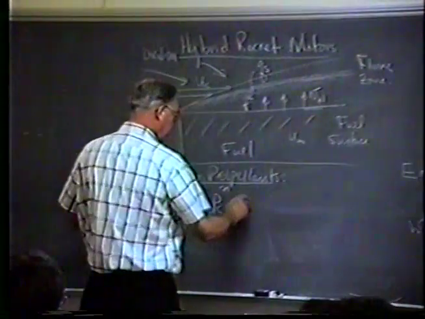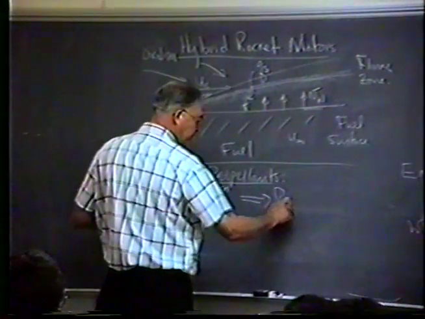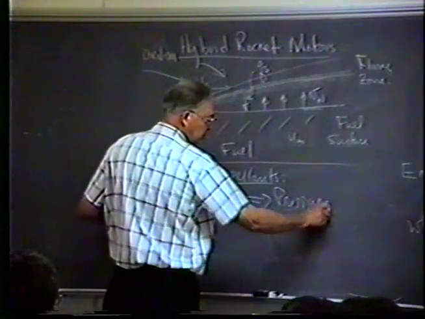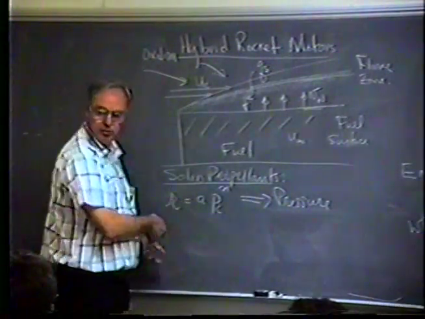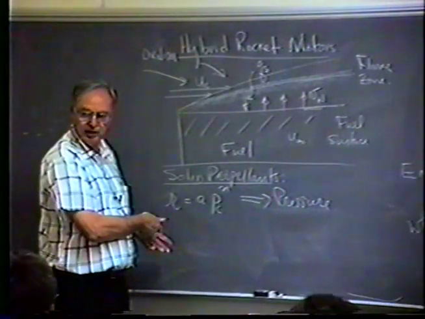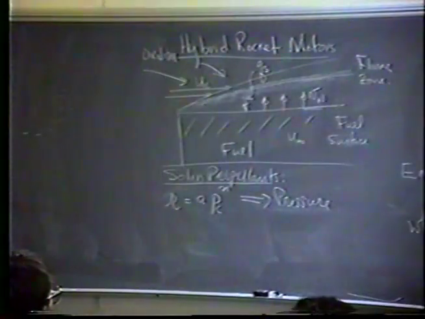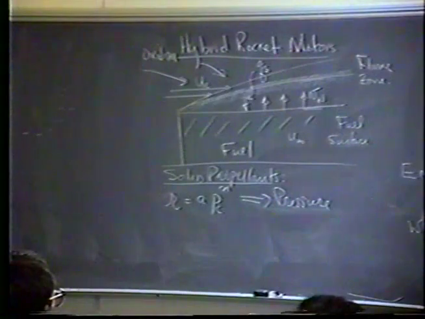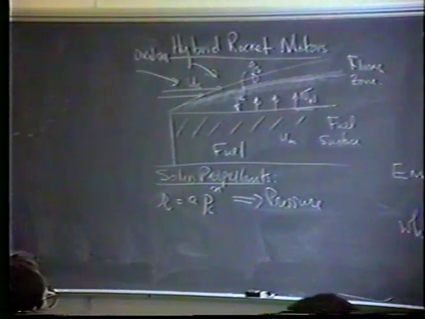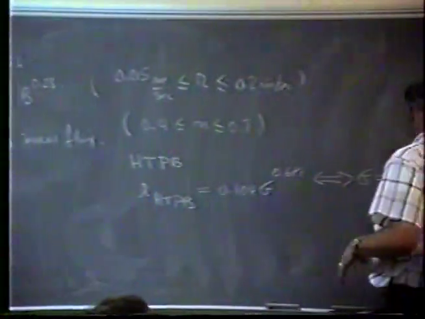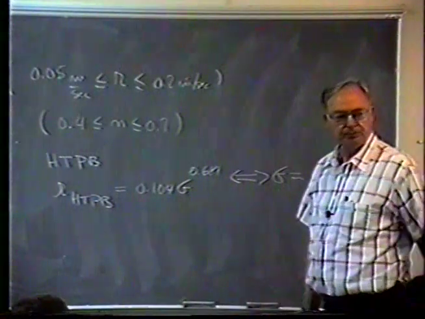Over here, the governing parameter is chamber pressure. You raise the pressure, you increase the burning rate of the solid. Right? Now over here, what is the governing parameter? G, which is the mass flux along the center port.